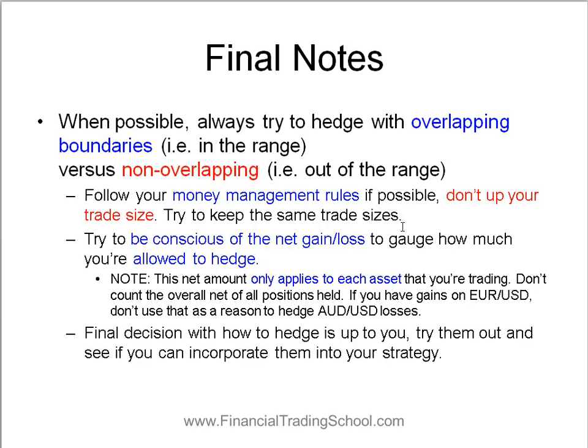Don't up your trade size. Always try to keep the same trade size. And try to be conscious of the net gain and losses to gauge how much you're allowed to hedge. And just a note, this net amount only applies to each asset that you're trading. Don't count the overall net of all positions held. So if you have gains on Euro USD, don't use that to hedge your Australian USD losses.